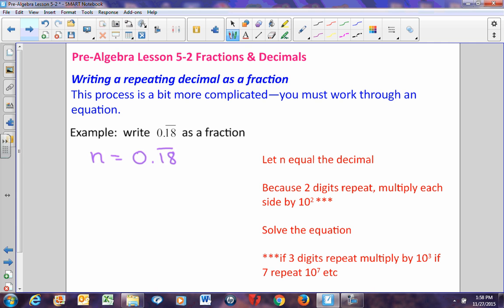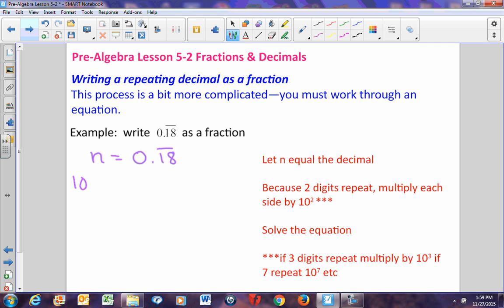Now, because 2 digits repeat, I need to multiply both sides of my equation by 100, because 1 followed by 2 zeros is 100. If I wanted to get rid of those 2 digits that repeat, I would have to multiply by 100. If 1 digit repeated, I'd multiply by 10. If 3 digits repeated, I'd multiply by 1,000. Since 2 digits repeat, I multiply by 10 to the second. If 5 digits repeated, I multiply by 10 to the 5th power, which happens to be 100,000. It's just the way it works. So, since 2 digits repeat, I'm going to multiply both sides of my equation by 100.